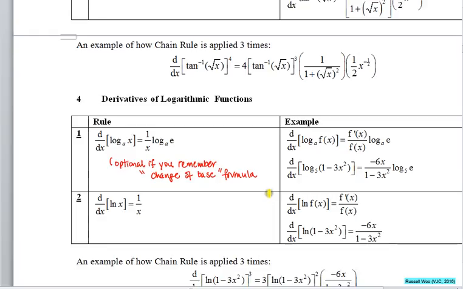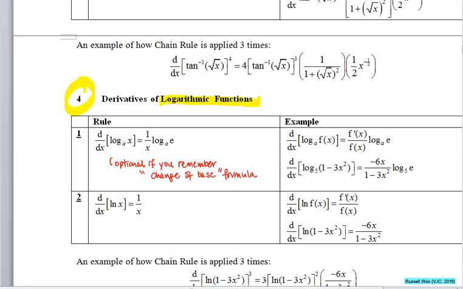Okay, I want to highlight this point. This one, if you take a look at part 4, derivative of log functions. There is actually this example here. If you see, how do you differentiate log to base 5 of 1 minus 3x squared? Do you know how to differentiate this? I want to add a note. If you know how to do change of base, if you can remember your O-level change of base, then actually there is no need to remember this at all. It's not necessary. Why do I say that?